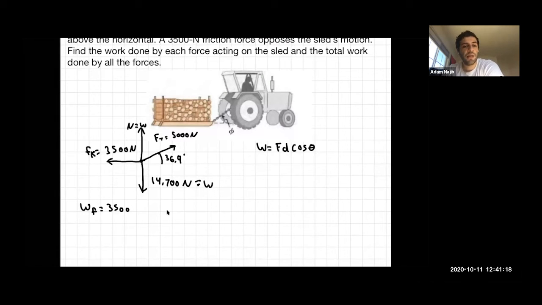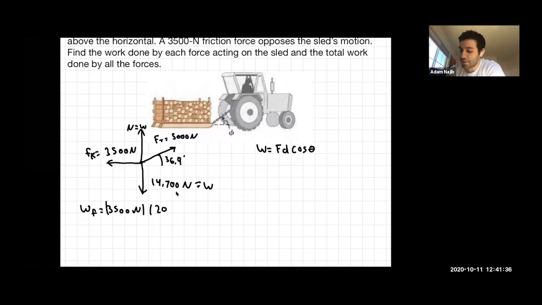Okay, so getting back into it. So we're solving for the work done by friction. So the work done by friction is equal to 3,500 Newtons, which is the force done by friction. And we need to multiply that by 20 because it is moving 20 meters as stated in the question above.